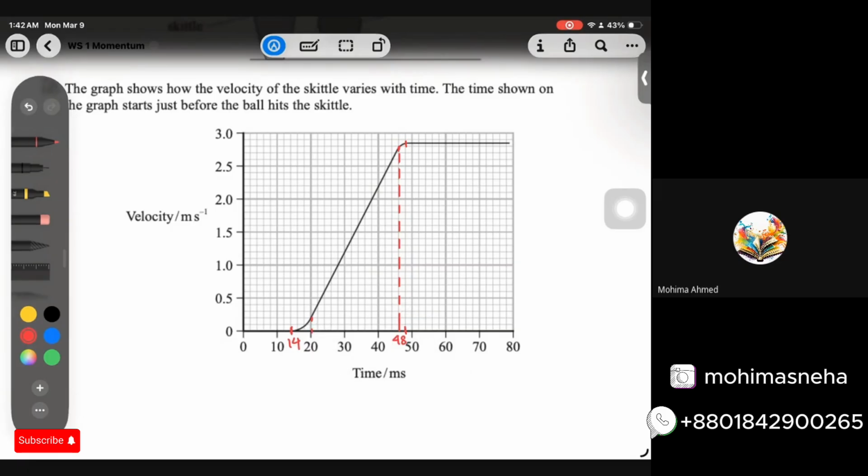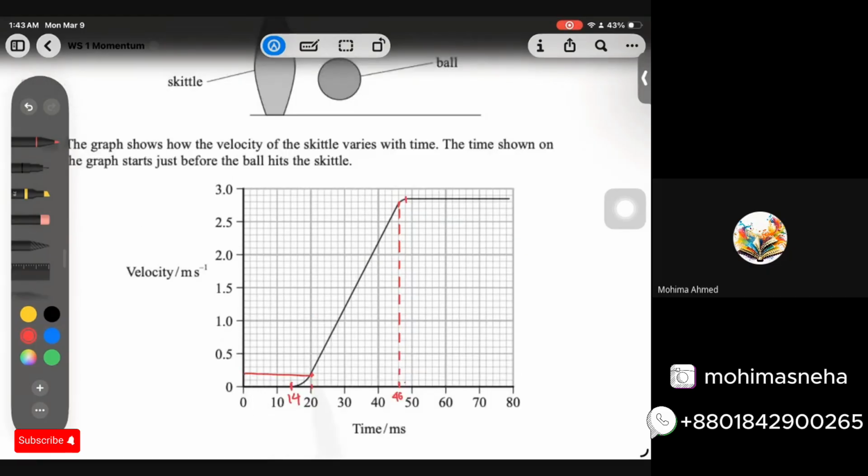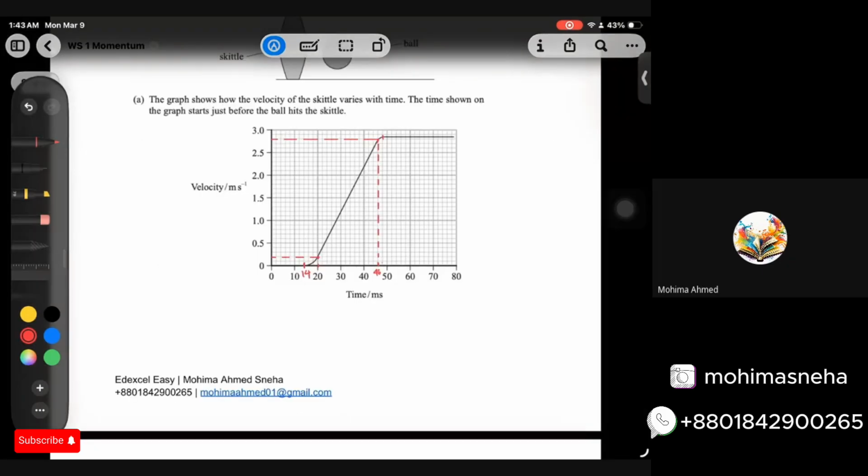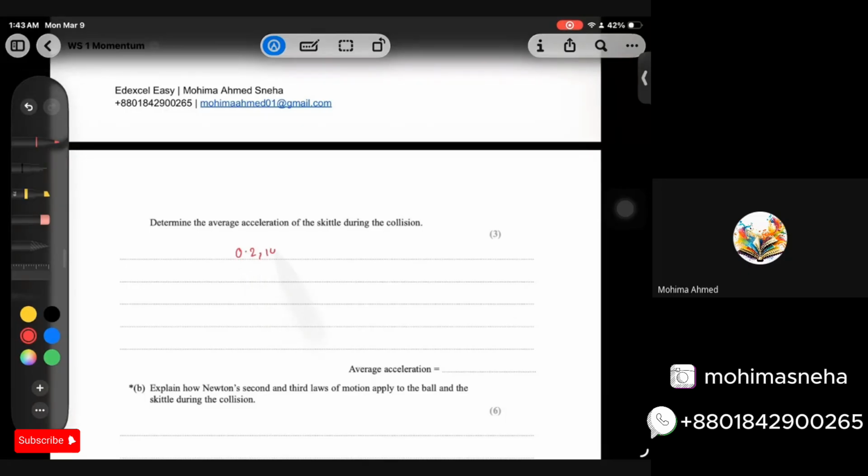So that's 20. And over here, I should write this as 46 because I'm going to use that, but it's not written on my axis, so I have to write down the value. So this is 46 and 20. This is your change in x-axis, and the change in y-axis is going to be, how much is this? 0.2 and 2.8. So we have coordinates like 0.2 at 14, 2.8 at 46.